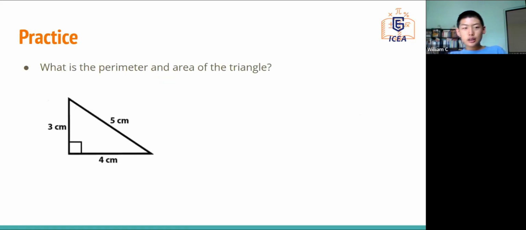Now let's practice. What is the perimeter and area of this triangle? And if you have the answer, please type it in the chat.